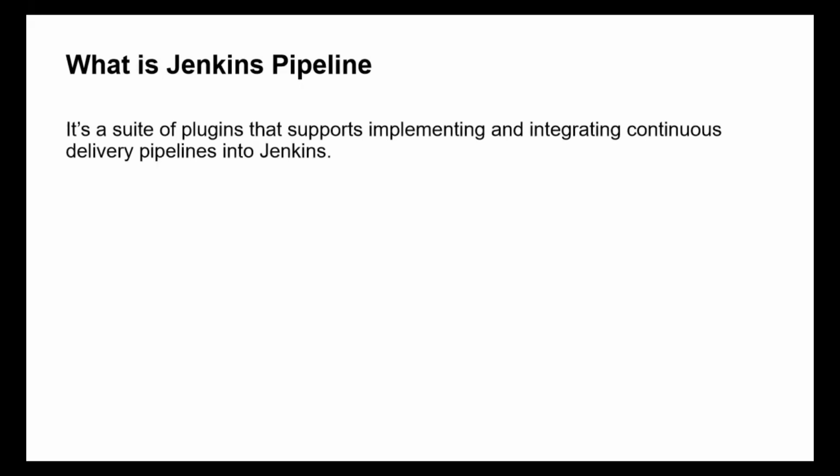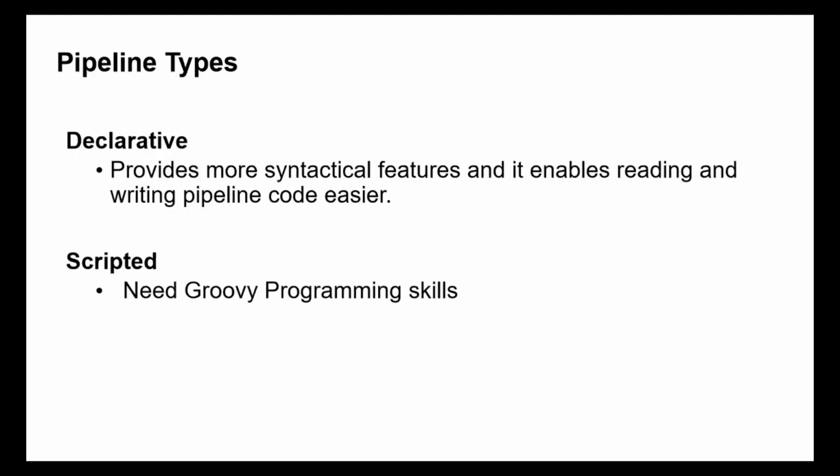So Jenkins pipeline, as I had discussed in my last video, is basically a suite of plugins which supports implementing and integrating continuous delivery pipelines into Jenkins. So we also saw there are two types of pipelines. We have a declarative pipeline and there is a scripted pipeline, right? Scripted pipeline typically needs Groovy programming knowledge skills. Why? Because typically scripted pipelines are written in the Groovy language.